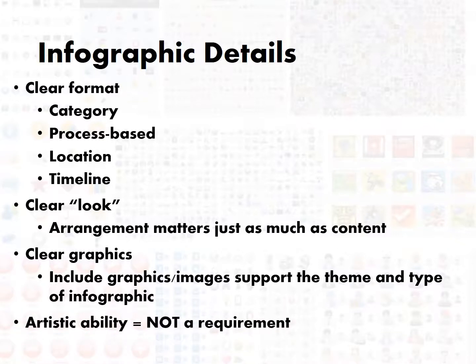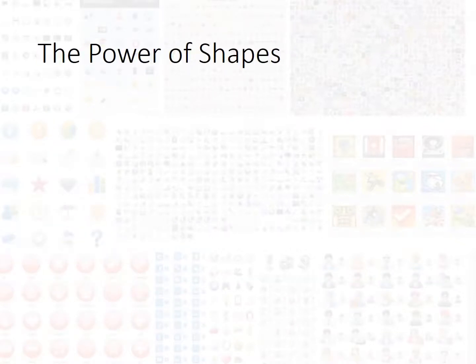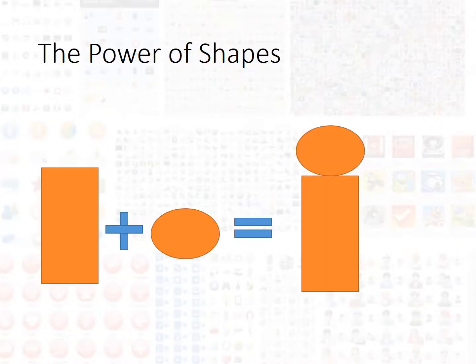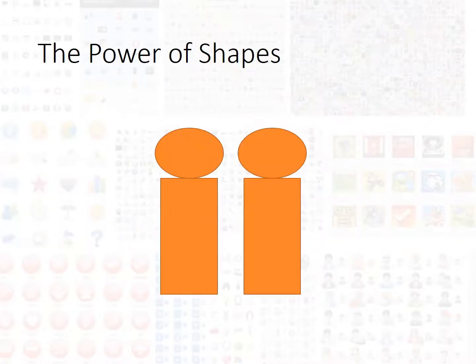And remember, you do not have to have any kind of artistic ability. You can do so many things with very basic shapes. Shapes can communicate all kinds of information. If you take a square, add it to a circle, well, that can turn into a person. And how you arrange those people can mean lots of different things. So think in your mind what these different arrangements of people might mean.